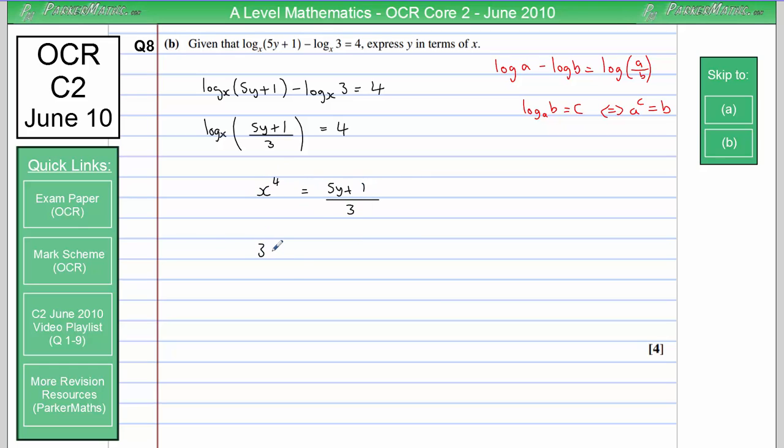Multiplying both sides by 3 gives us 3x to the 4 equals 5y plus 1. Subtracting 1 from both sides gives us 3x to the 4 minus 1 equals 5y, and dividing through by 5 is going to give us y equals 3x to the power 4 minus 1, all divided by 5.